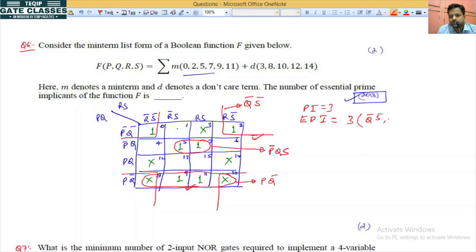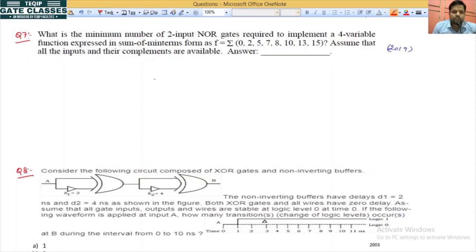3 EPIs are there, that is Q bar S bar, P bar, QS, and PQ bar. Similarly, 3 PIs are also there: Q bar S bar, P bar, QS, PQ bar. Okay? Same. Now go for question 7.